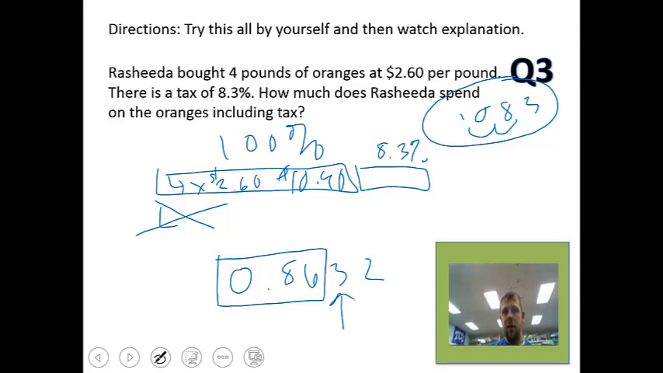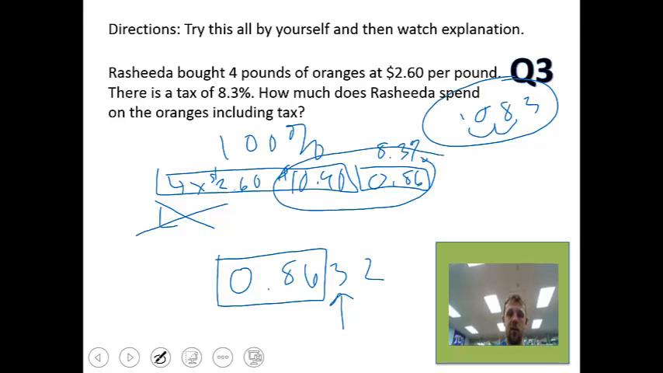Now, I know money only goes out to the hundredths place, but I'm going to look at the thousandths place to see if it can sneak your penny into the hundredths place. Is 3 big enough? No. So I'm going to leave my tax as 0.86. And now I need to add. So I'm going to add $10.40 and 86 cents, and I get $11.26.